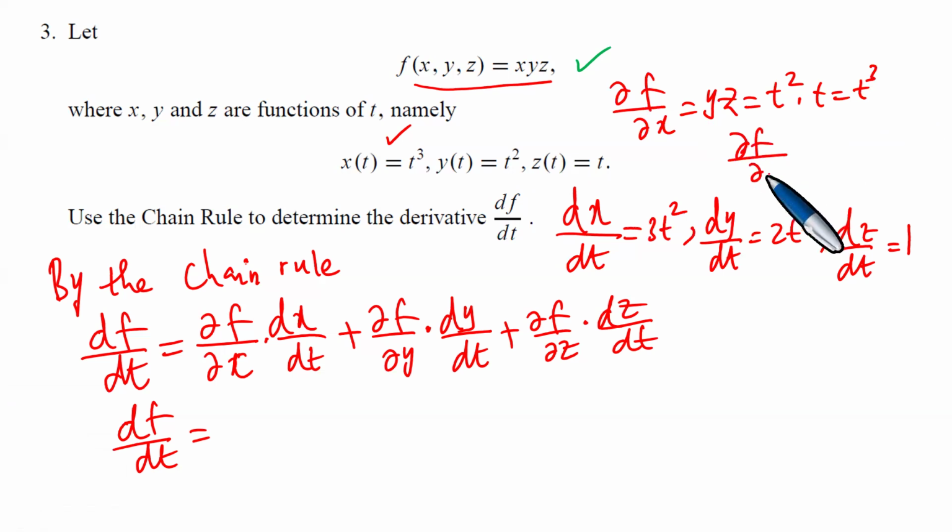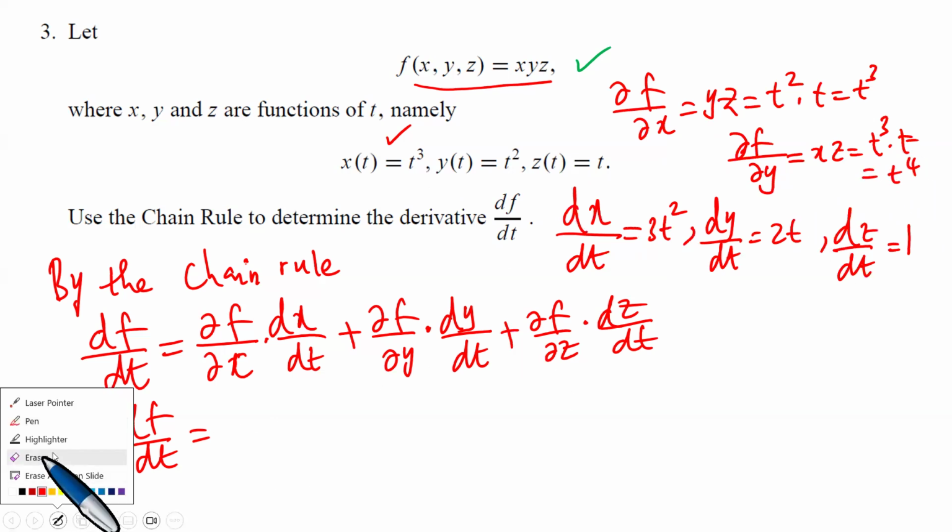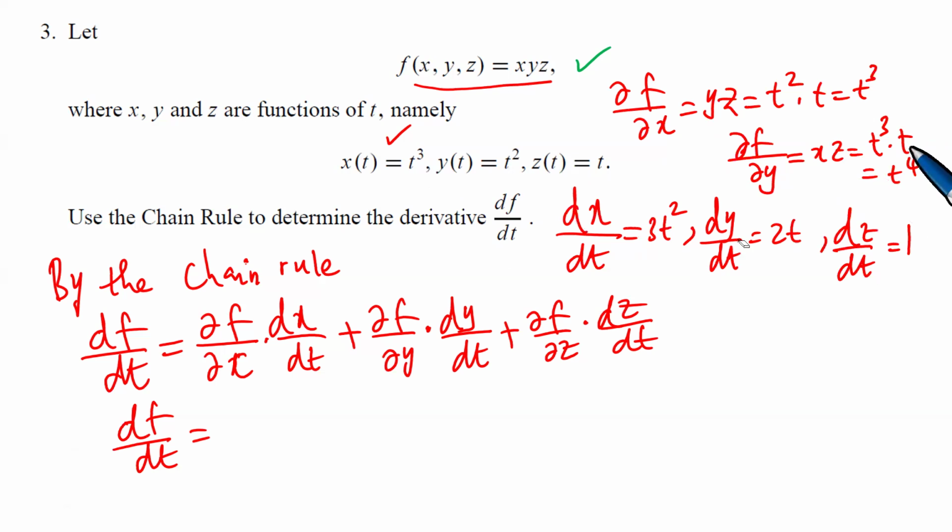df dy, the derivative with respect to y of this is going to become xz, because the derivative of y is 1. What is x? x is t cubed. z is t. So it is t to the fourth power.